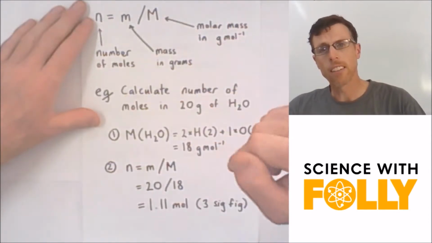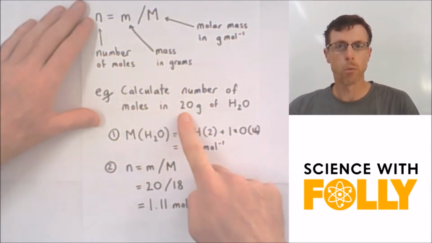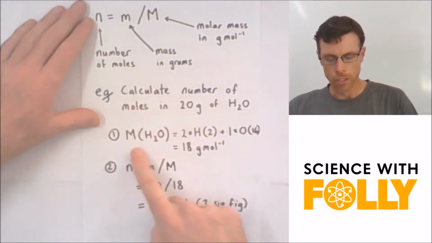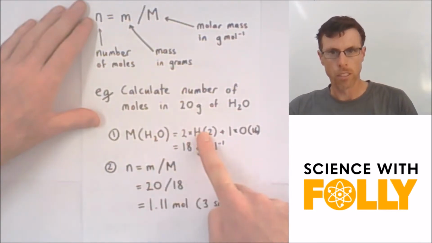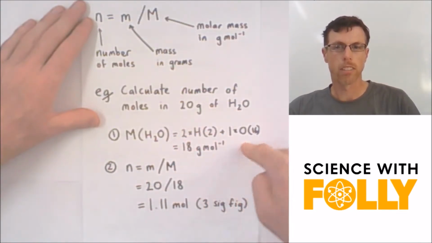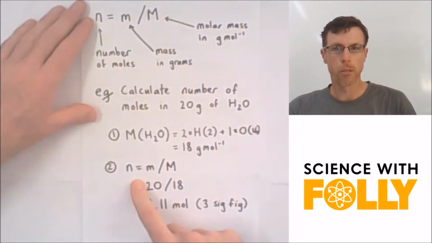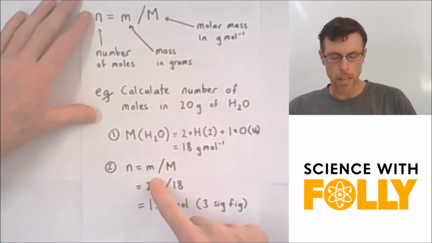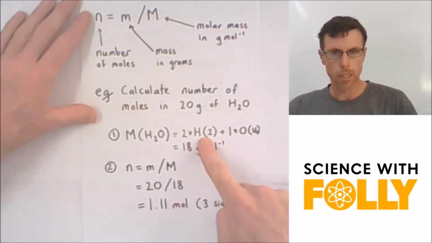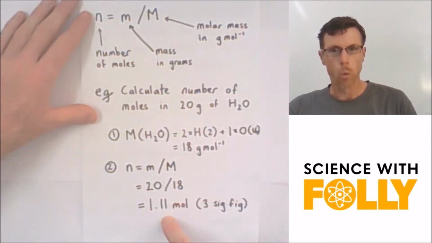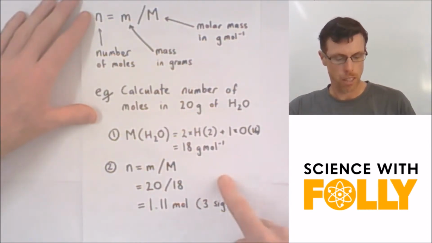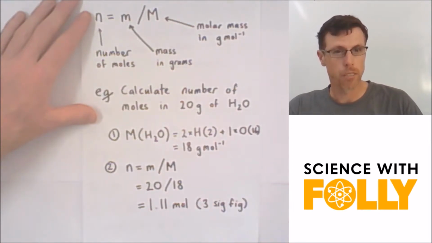So if we were to calculate the number of moles in 20 grams of H2O, first of all, we find the molar mass, which in this case is 2 plus 16, gives us 18 grams per mole. Then we put it into our formula. Number of moles equals mass, which is 20 grams, divided by 18, and that gives us 1.11 moles. And we round that to 3 significant figures.